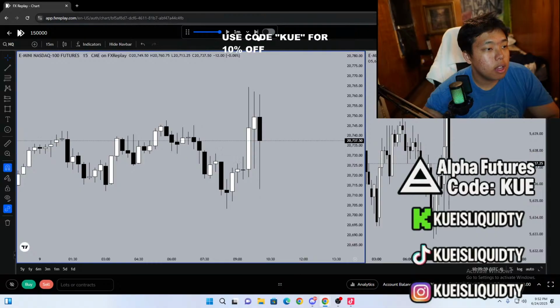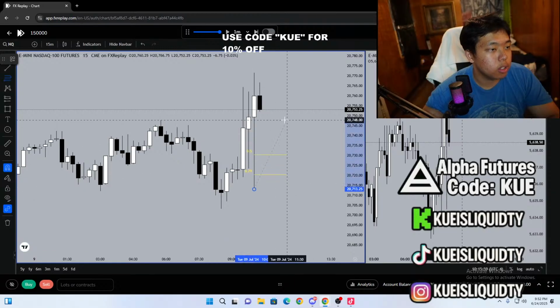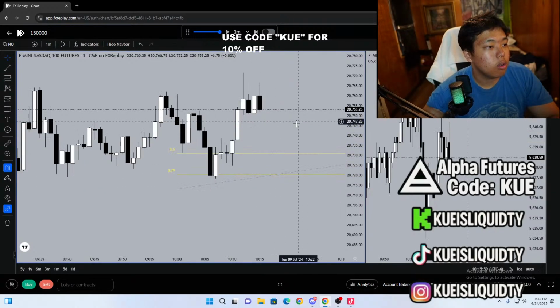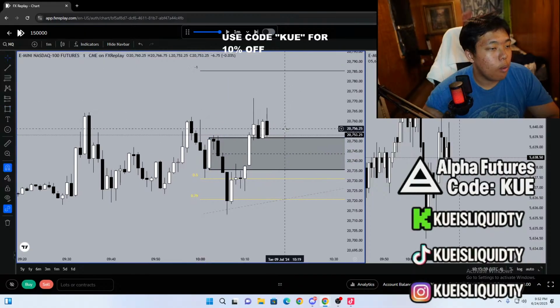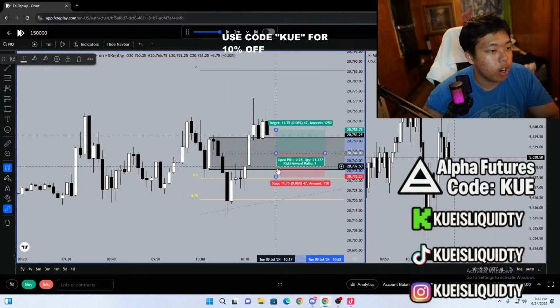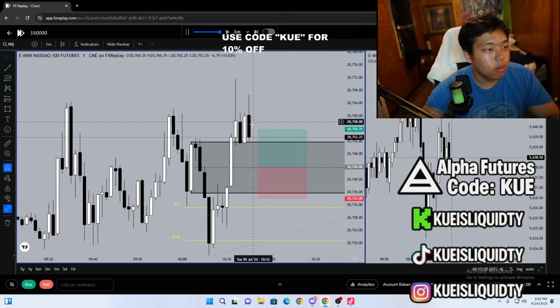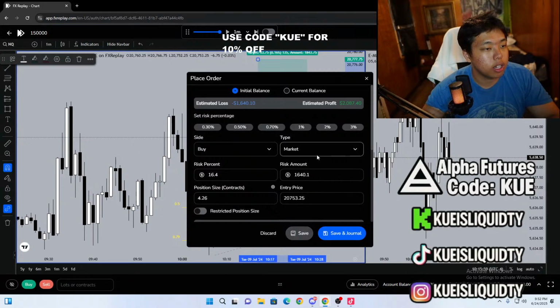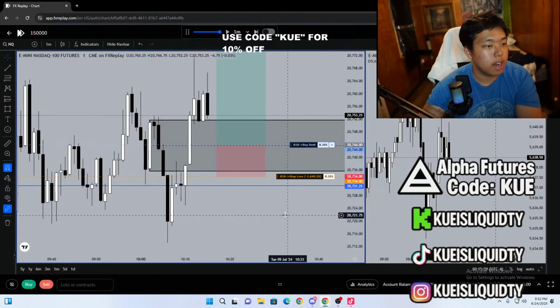This got me crazy. All right, this rejection block should hold. All right, this is our breaker though. I want to see price reject off this breaker first. If it doesn't, then I could look for the rejection block down here. This 50% mark rejection block. That's my next level.